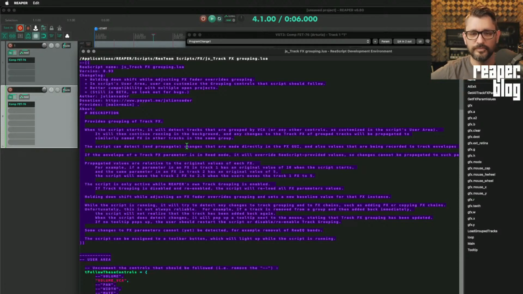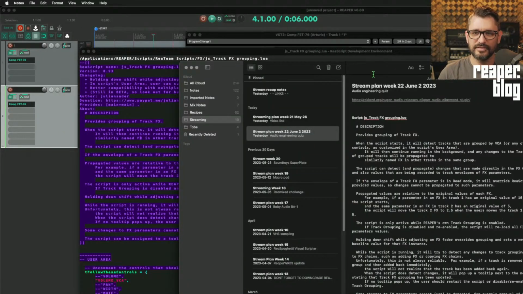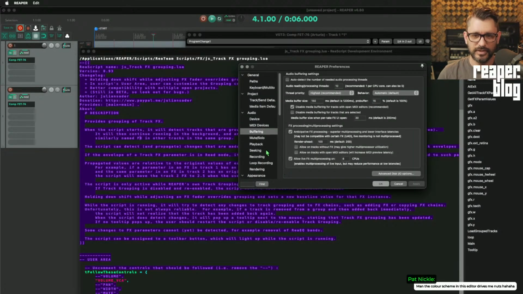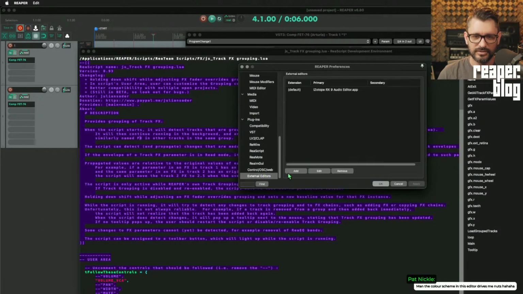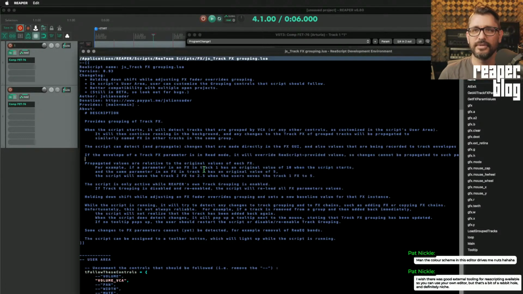The color scheme in this editor drives you nuts? Yeah, I was thinking the same thing, because I actually copied all of this text into Apple Notes, but I can change this as well. ReaScript IDE colors. I think this is better.